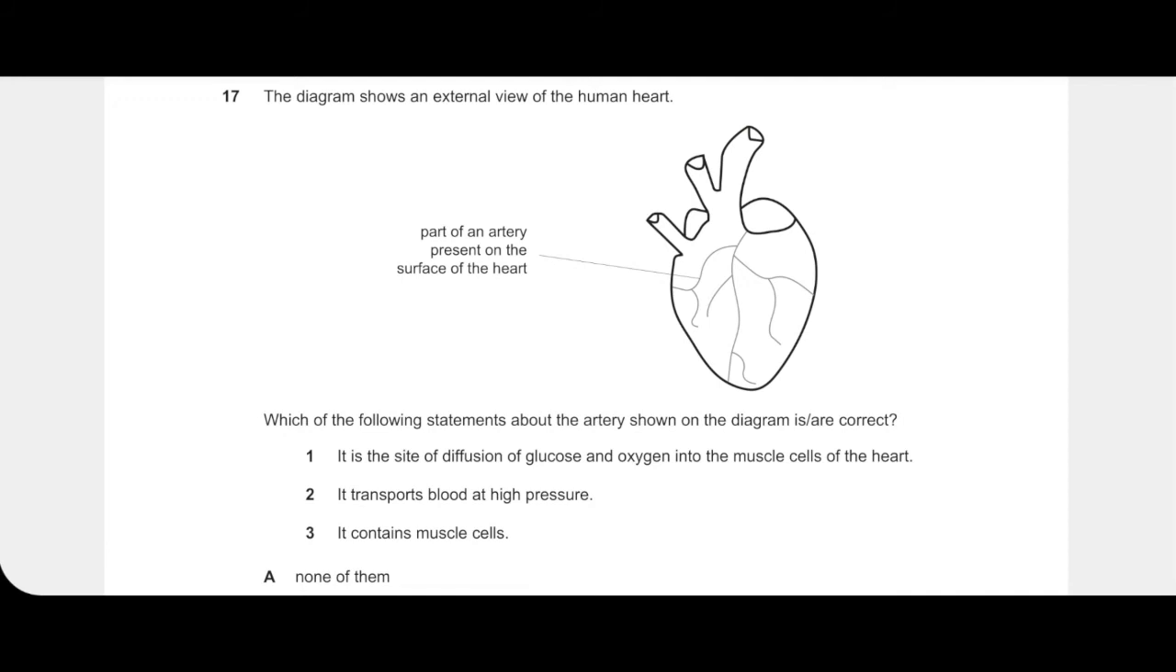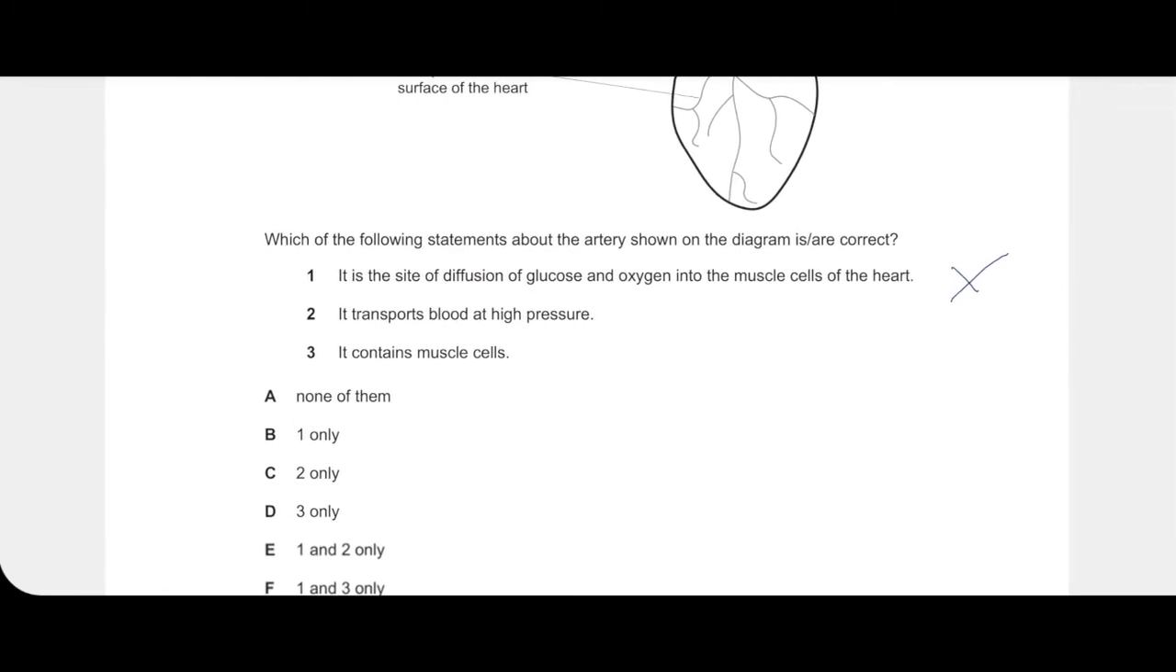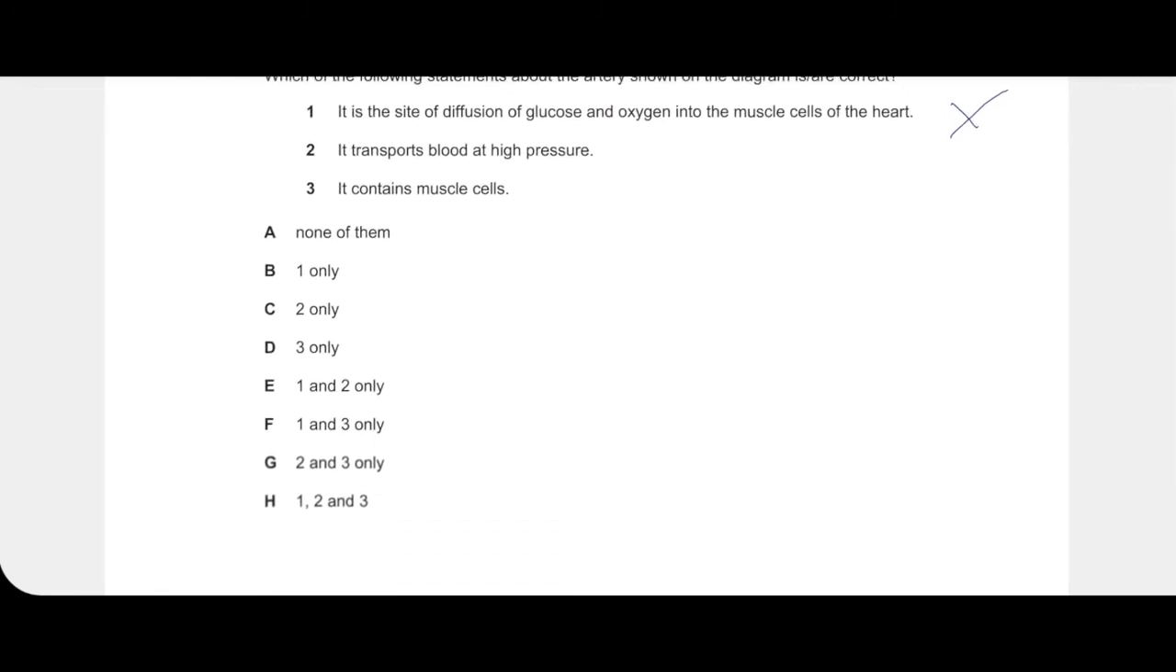This is a very easy question if you know the content, and you can do some eliminations to help you. So let's start with statement number one. It is the site of diffusion of glucose and oxygen into the muscle cells of the heart. This is incorrect. The oxygenated blood that is full of glucose in the arteries goes into the capillaries, and that's where gas exchange occurs and where glucose uptake occurs for the muscles. So therefore, anything with number one is incorrect. So B is incorrect, E is incorrect, F is incorrect, H is incorrect.